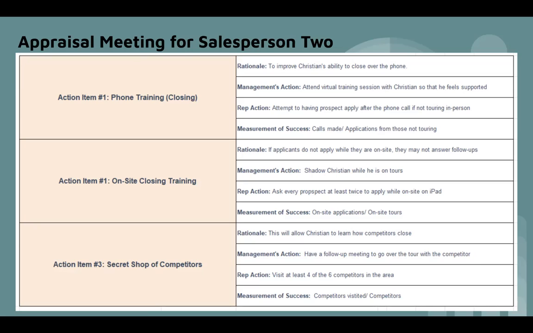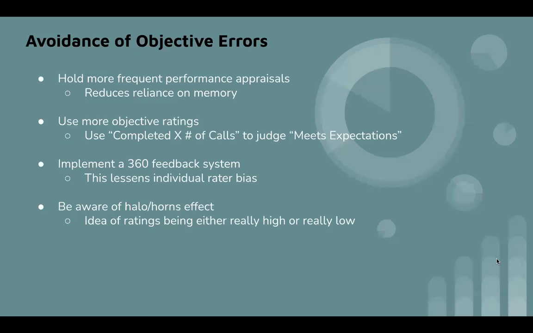The action I'm going to support him with in this is just to have a follow-up meeting over the tour with the competitor. We're going to review this as a team and individually so that he feels like he understands his competition as best as he can. And this concludes the appraisal meeting for salesperson 2.